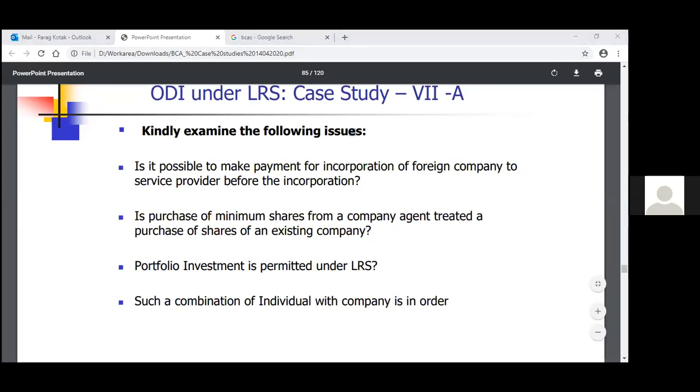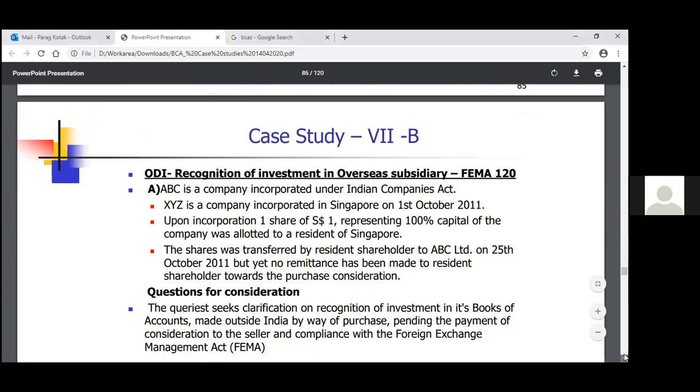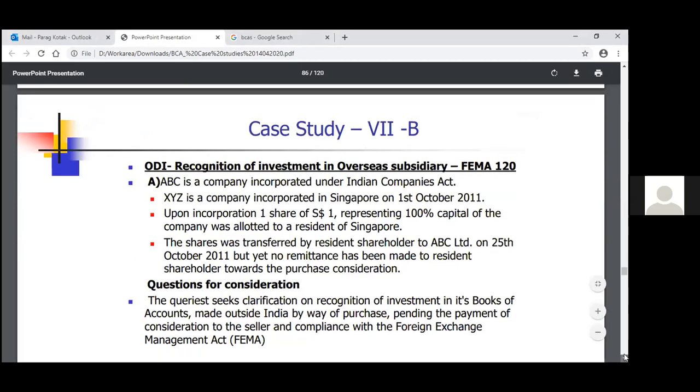Let us go to the case study number 7B on slide 87. This probably is also similar to what we have discussed.